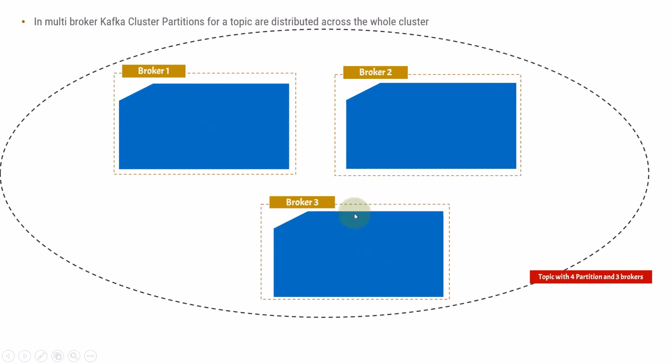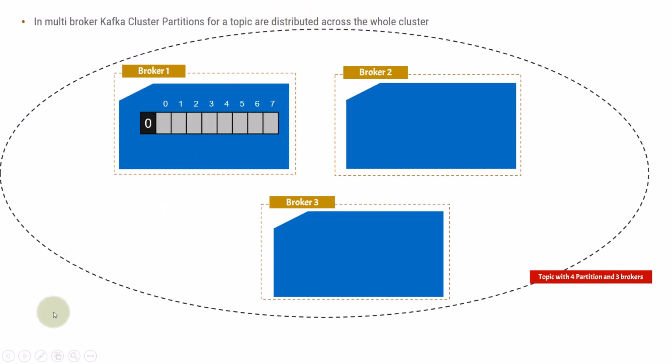So all the topics are present here. As I have said previously also, the topic is just a logical entity. So we can say the topic is present on all the 3 servers, that is broker 1, broker 2 and broker 3. Now there are 4 partitions, and these 4 partitions will be distributed across the whole cluster.